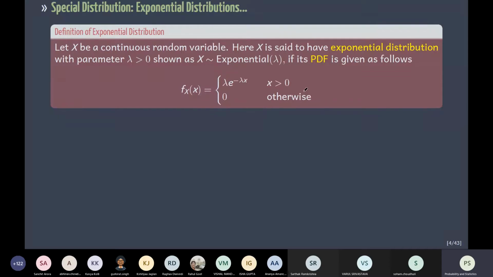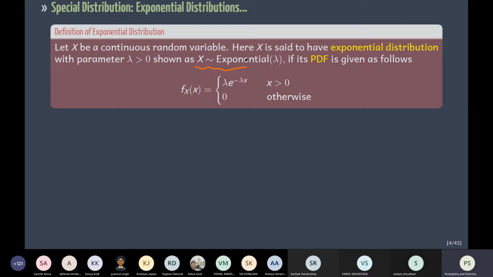So last time we did the exponential distribution, and I'm just trying to recall that. Let X be a continuous random variable. So we are talking about continuous distributions right now, all are continuous here. X is said to be exponential with parameter lambda, and it is denoted as this.